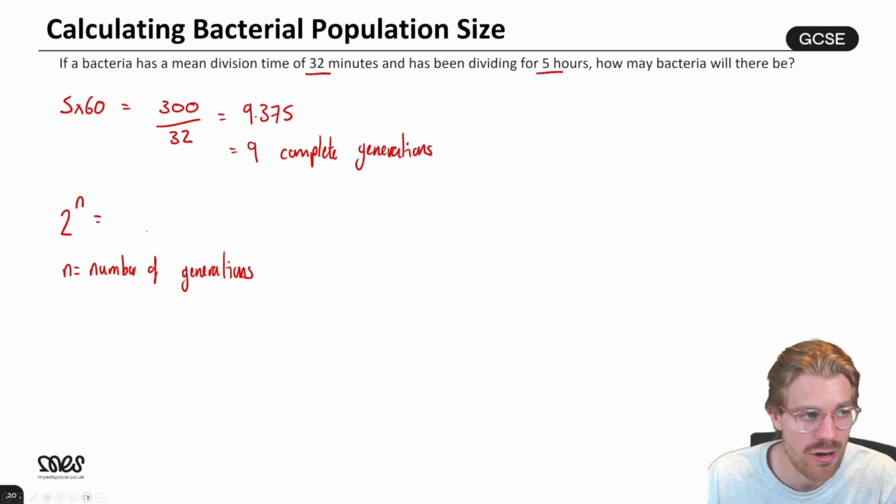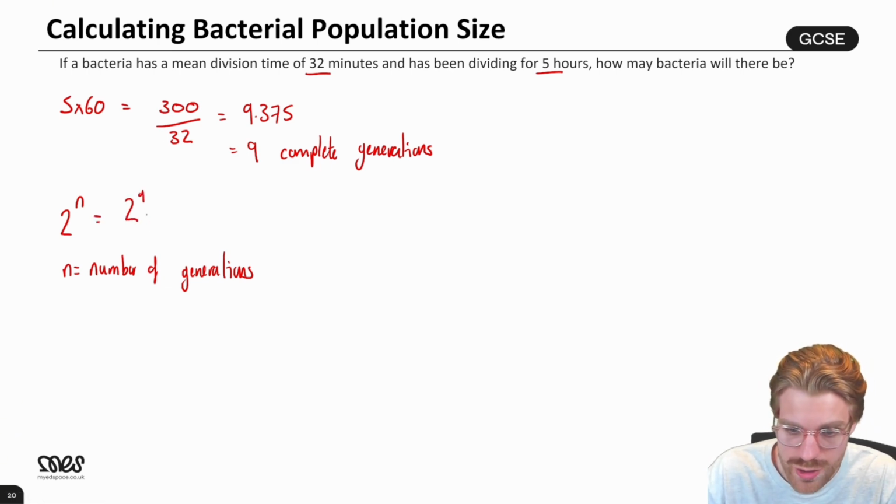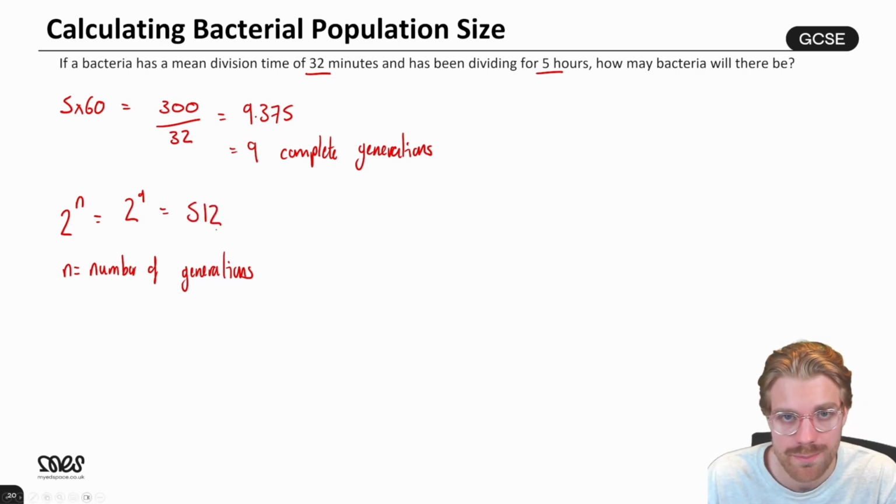So 2 to the power of n would be 2 to the power of 9 in this example, which is going to be equal to 512 bacteria. Another way we could work this out is we could just go through and just double it each time and double it for 9 times to work out the total number.